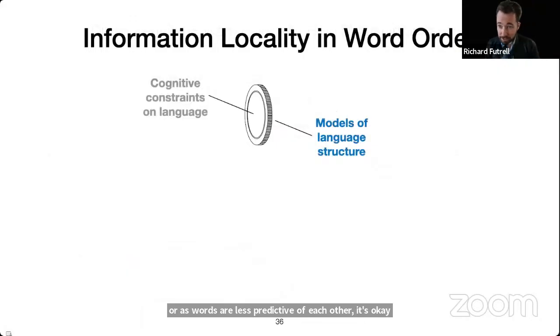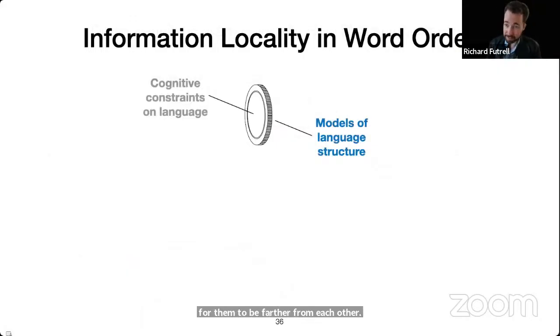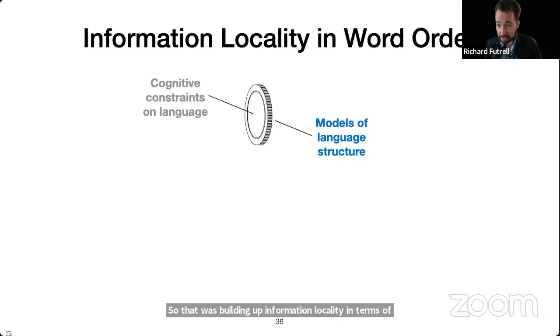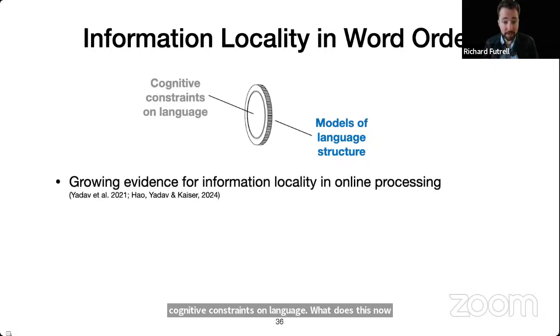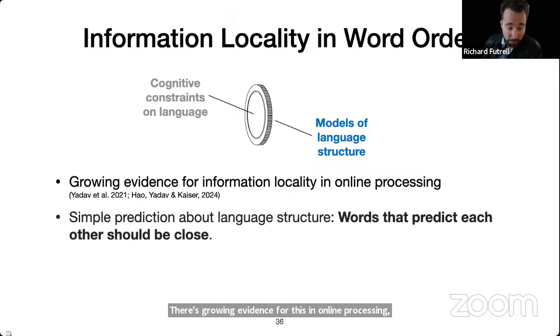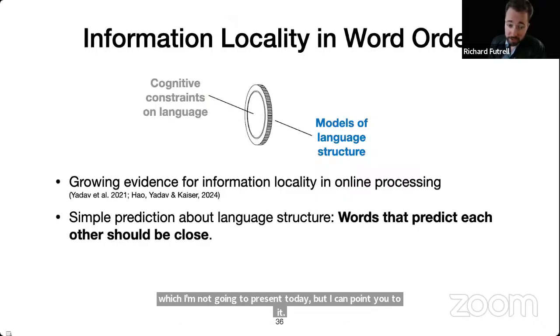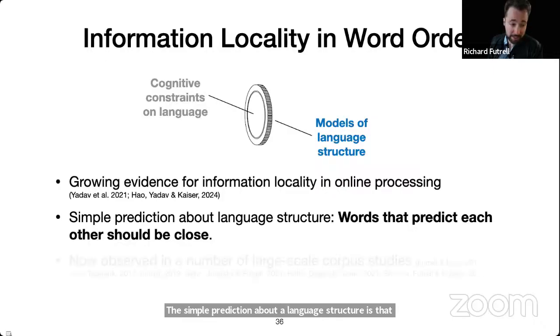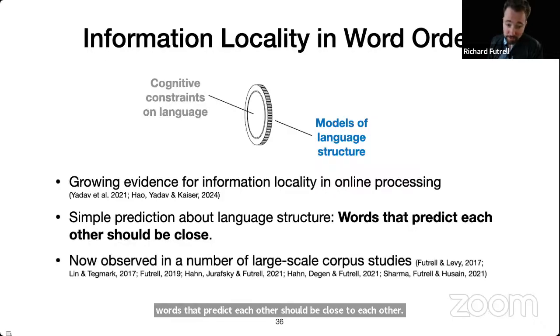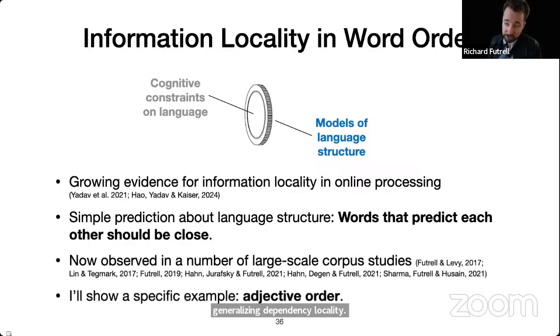So that was building up information locality in terms of cognitive constraints on language. What does this now tell us about language structure? There's growing evidence for this in online processing, which I'm not going to present today, but I can point you to it. The simple prediction about language structure is that words that predict each other should be close to each other, generalizing dependency locality. This has been observed in a number of large-scale studies. Now, I'm going to show a specific example of information locality, which I think is particularly intuitive and powerful, which is adjective order.